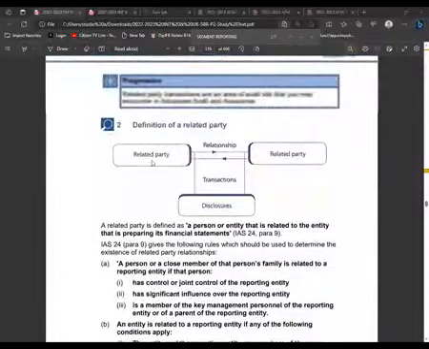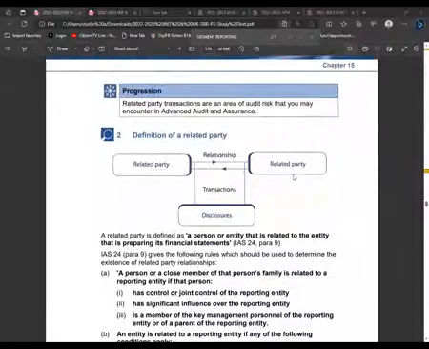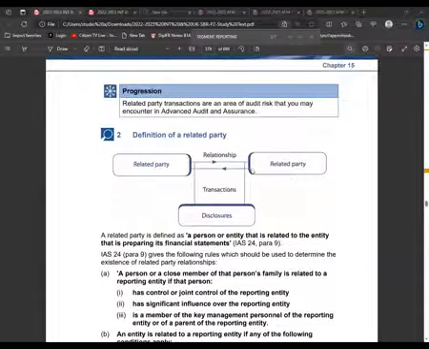So basically, the definition of a related party. There is a relationship there. And whether you like it or not, related parties are going to transact. There'll be transactions, and we're not saying that those transactions are bad. All that we want, for faithful representation, are proper disclosures.